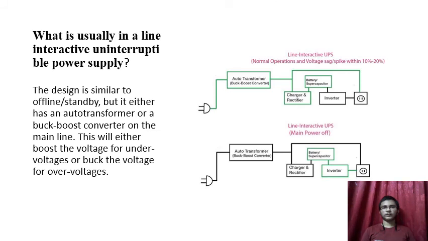What is usually in a line interactive uninterruptible power supply? The design is similar to standby, but it has either an autotransformer or a buck-boost converter on the main line. This will either boost the voltage for under voltage or buck the voltage for over voltage.